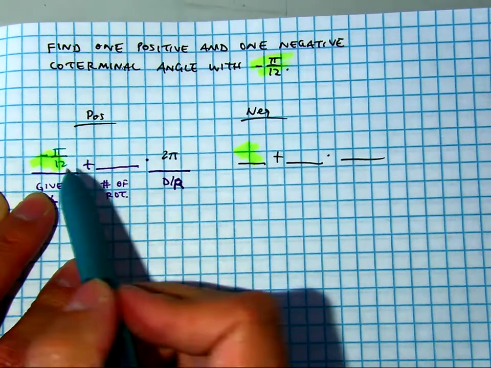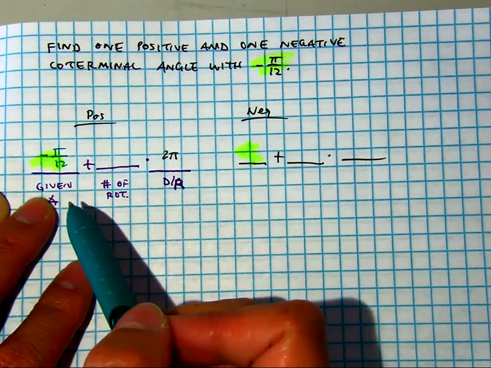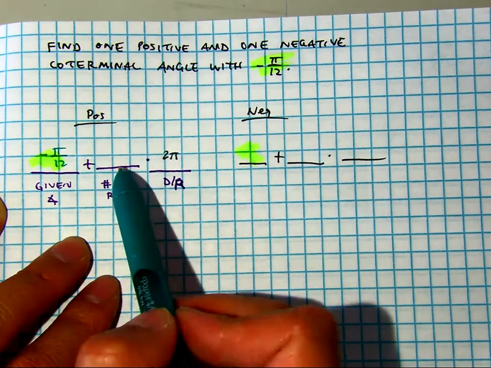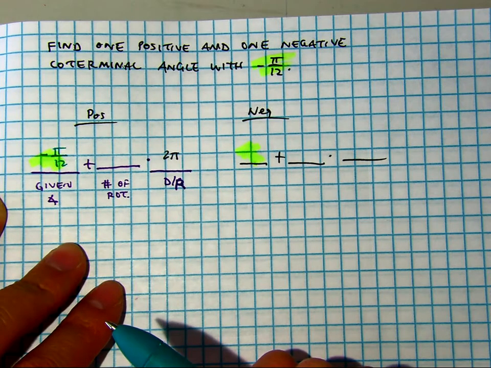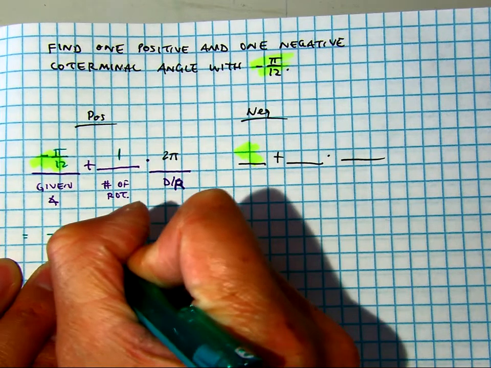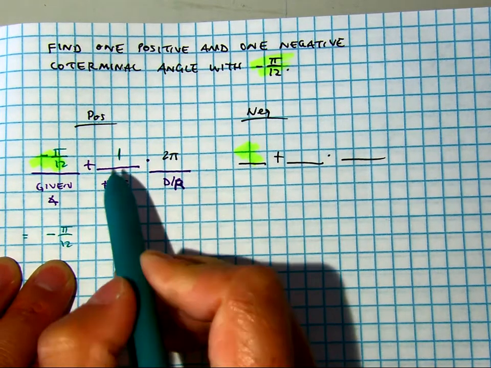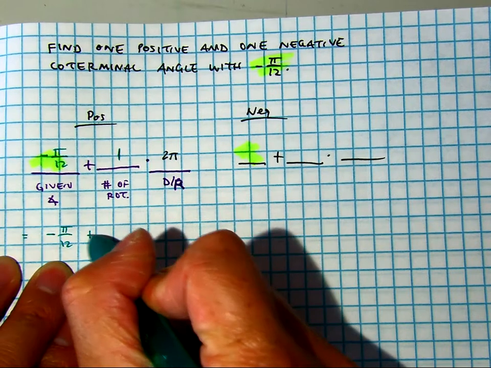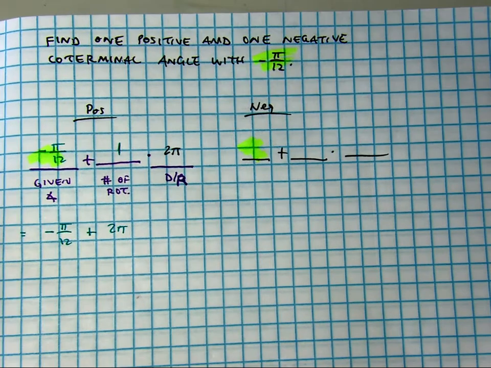Radians and their exact measures are in fractions. Class, what's the easiest positive number of rotations? 1. Negative pi over 12. 1 times 2 pi is 2 pi. Let's review fractions.